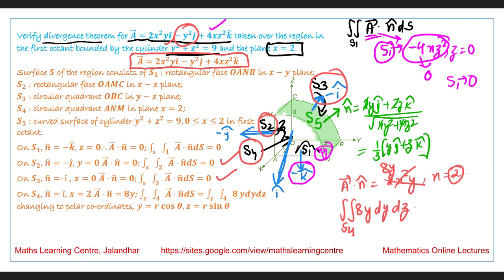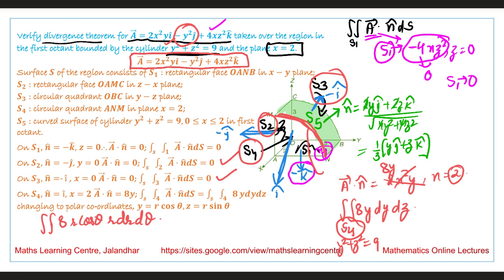Now if we take the projection on the yz plane, we have this portion of the circle. The equation of this circle, for S4 when we take the projection, is y squared plus z squared equal to 9. So if we change to polar coordinates, we obtain the double integral of 8, then in place of y we write r cos theta, then r dr d theta.